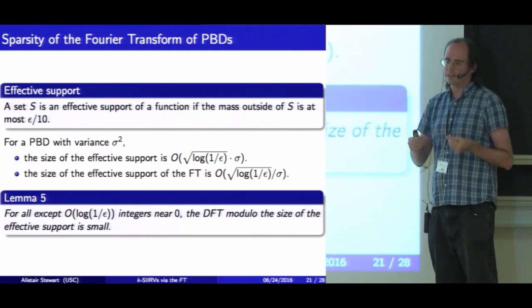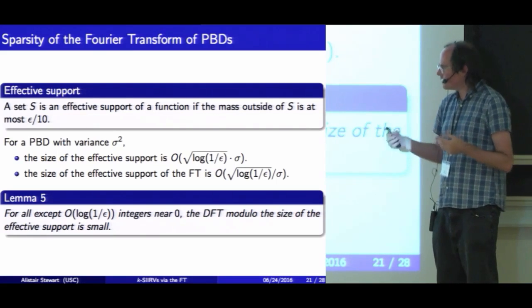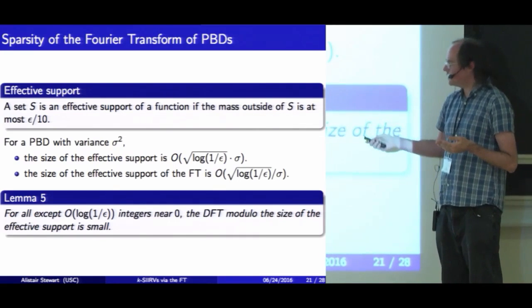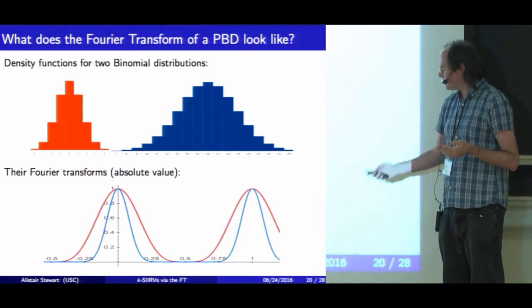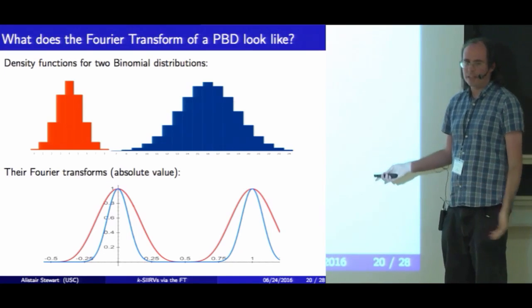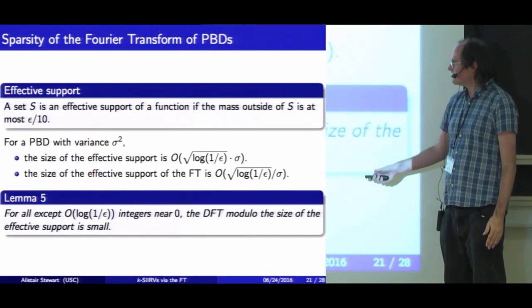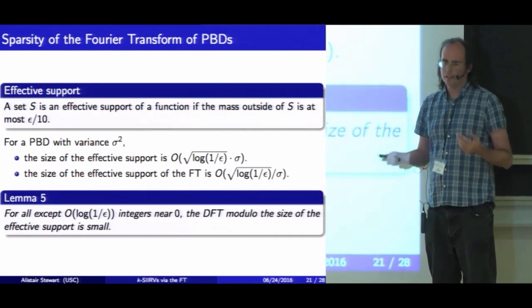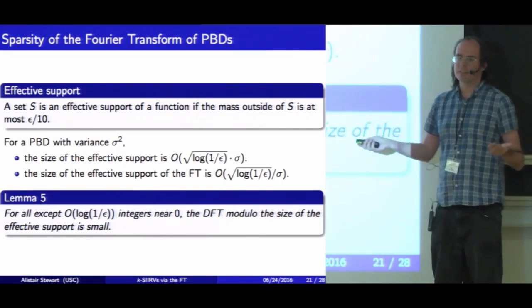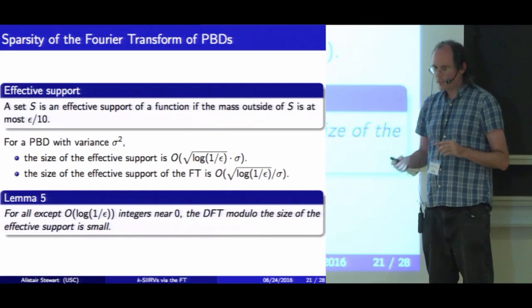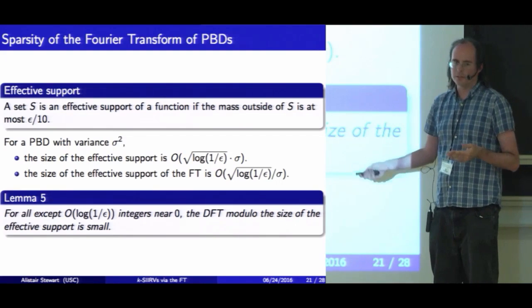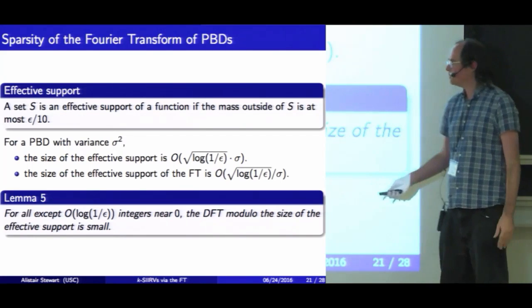This means we only need to consider the discrete Fourier transform modulo the size of the effective support. Say that's m, which is going to be log 1 over epsilon sigma. We consider m equally spaced points between 0 and 1. How many of these are going to be in this peak? The answer is the discrete Fourier transform is going to be large at only log 1 over epsilon integers. And of course, this effective support could be root n. So this is sparse, and in our algorithm, essentially, we learn these log 1 over epsilon expectations, and that suffices.